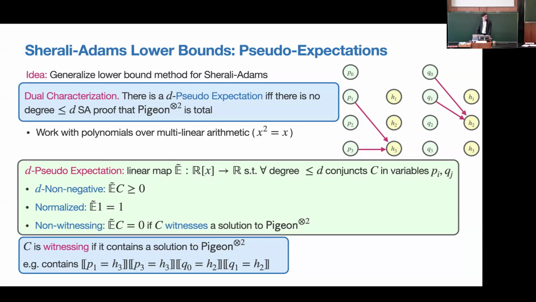So the totality, that every pigeon flies to a hole, is somehow enforced? Yeah, so these pseudo expectations are going to preclude the existence of Sherali-Adams proofs. So this is basically an object that's saying that this pigeon squared problem is not total.